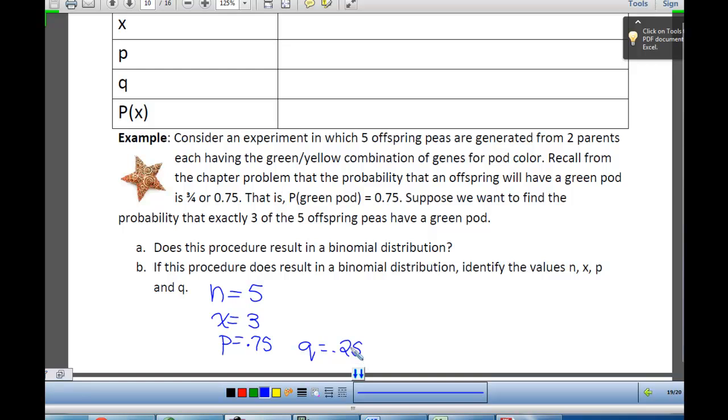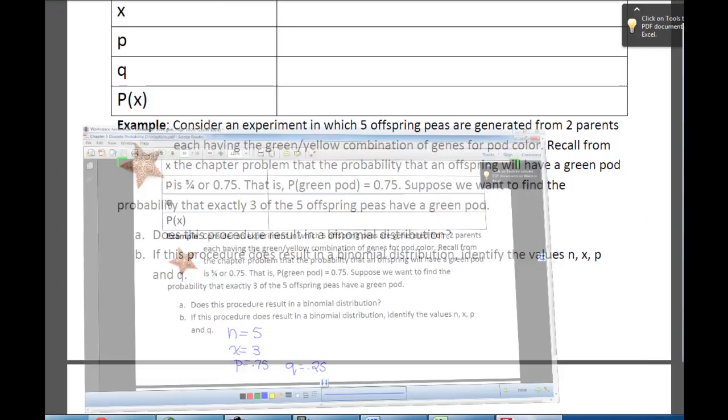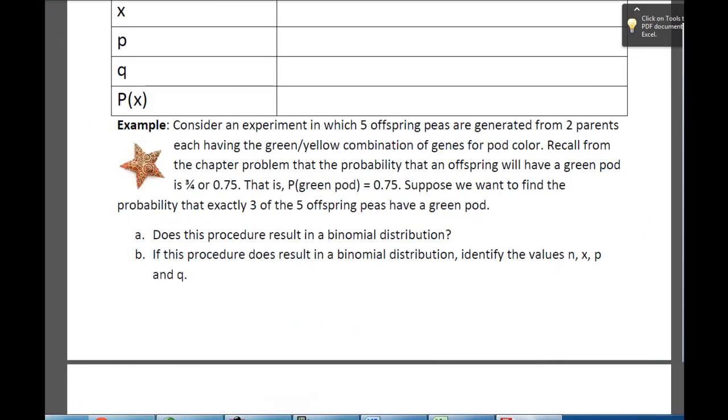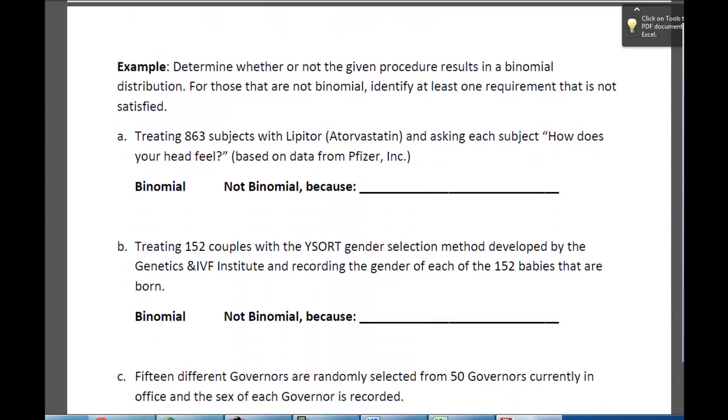Notice that Q is usually not given to us in the problem. We need to figure that out. It's 1 minus P. Okay? All right, is there a part C to this one or no? Okay, good. All right, let's look at another.